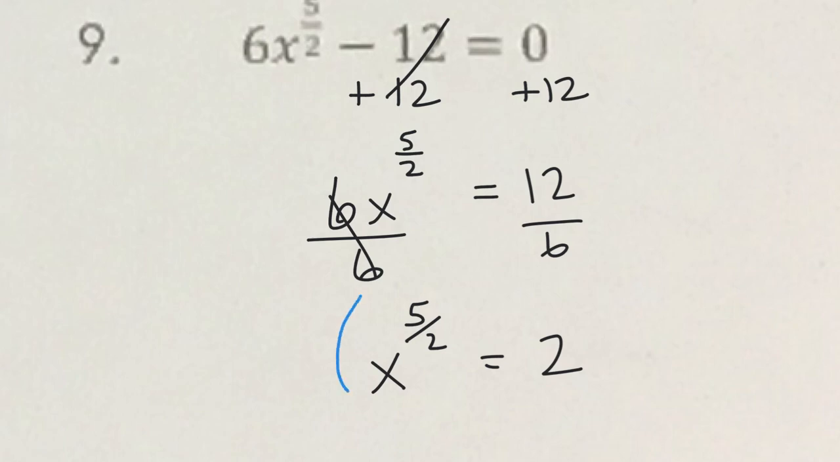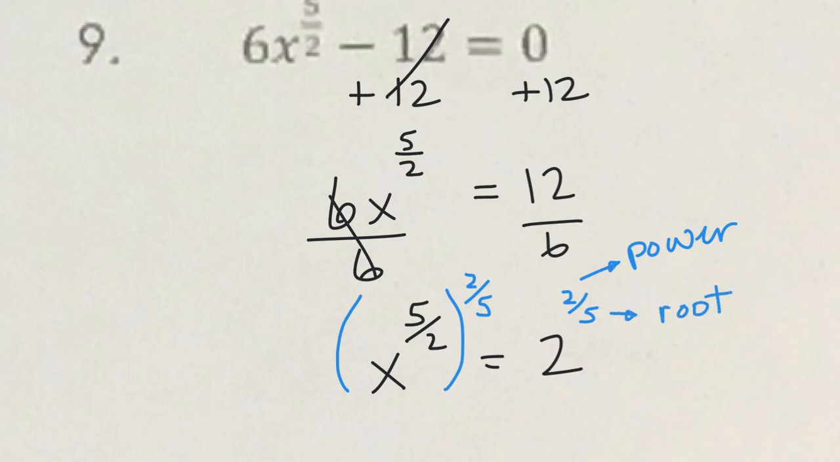Okay, so we're going to get rid of 5/2 by raising it to the reciprocal, which is 2/5, right? The 2/5 power. So if it's a 5 over 2, we raise it to the 2 over 5. So we're going to do that to both sides, raising it to the 2 over 5. Okay, so this is your power. We are squaring the number, and then we are taking the 5th root of that number.